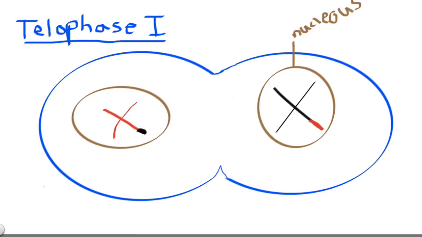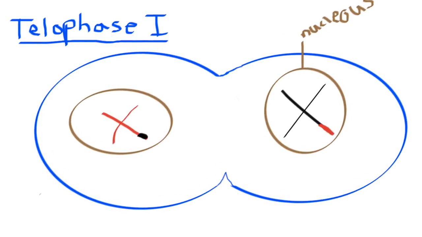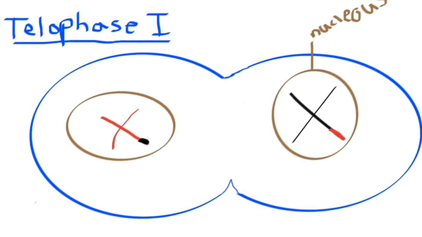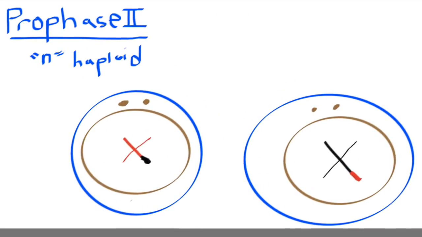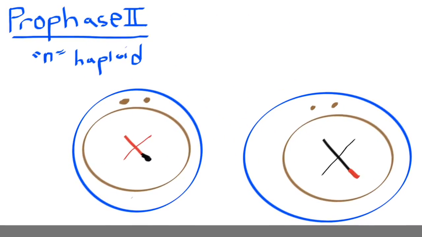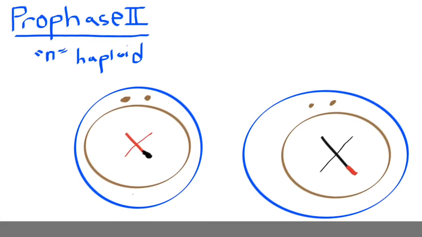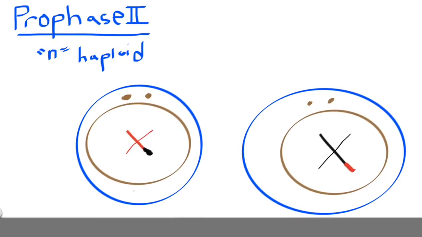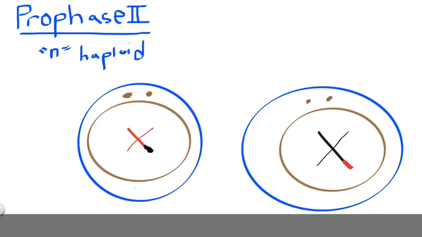Telophase 1 is where cytokinesis occurs, and we have two separate cells. The nucleus begins to form, and now the cells are haploid. Prophase 2 is pretty simple. The nucleus starts to disappear, and the cell is ready to divide again. It's important to note that we don't go through interphase again because the DNA only replicates once in meiosis.